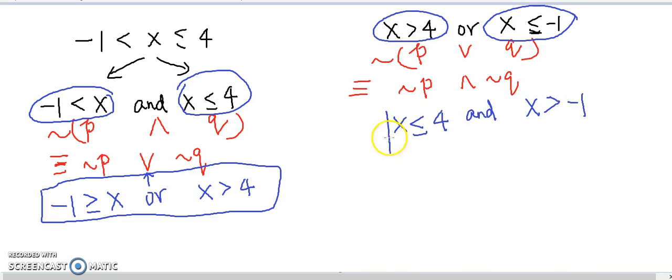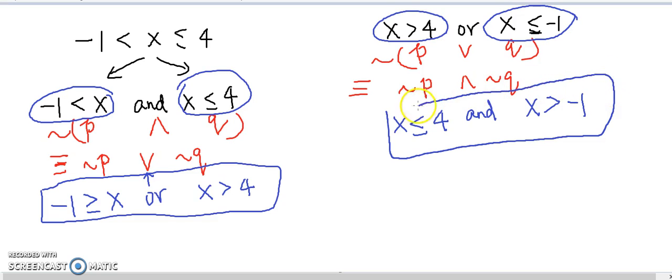You can keep the answer like this, but if we combine these two into one, -1 is smaller, so we put it on the left side, and 4 is bigger, so we put it on the right side. So x is greater than -1 and less than or equal to 4.